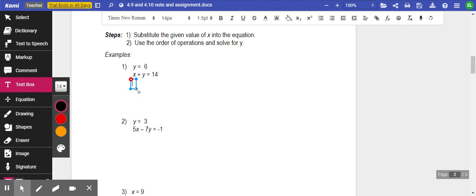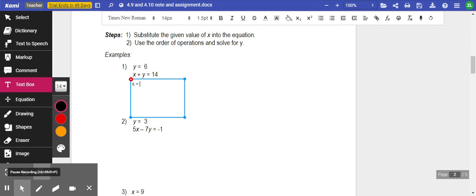So in this one right here, we know our value of y is 6, so it's x plus y equals 14. I'm going to sub in that value of 6 into the y spot, and that's going to give us x plus 6 equals 14. We know that we want x by itself on one side, the variable by itself, and the numbers on the other. So if we move that positive 6 to the other side, it becomes negative 6. And then x becomes 14 minus 6, being 8. Okay.